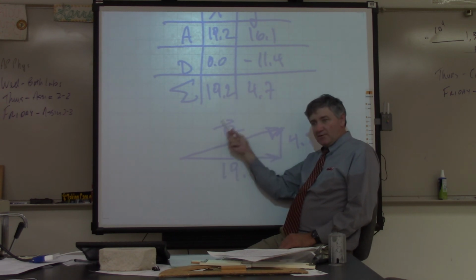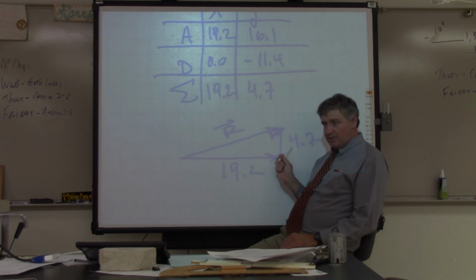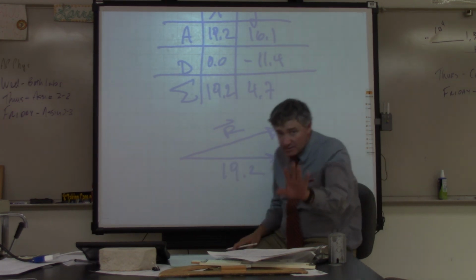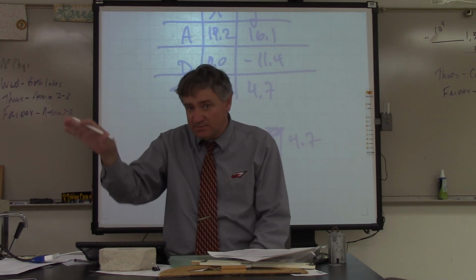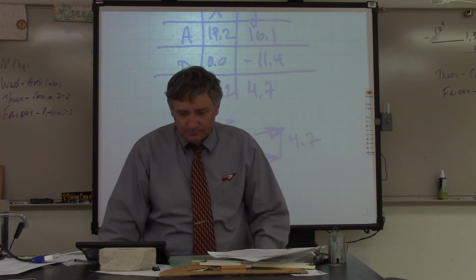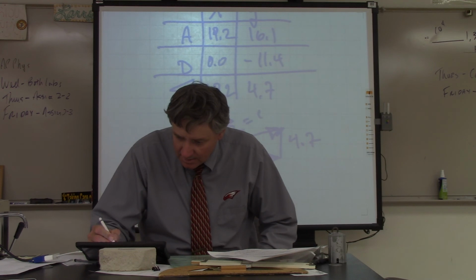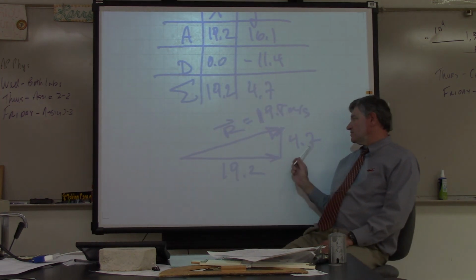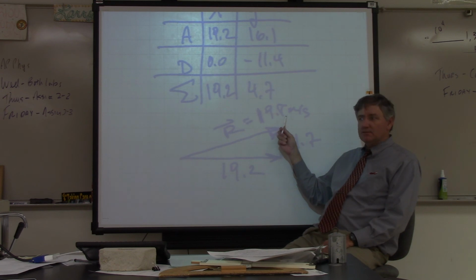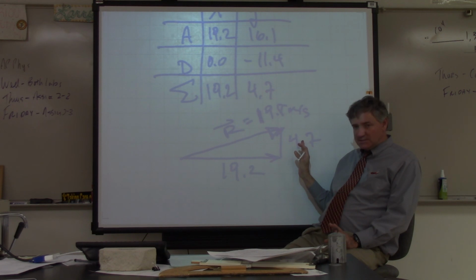Now I'm going to do the Pythagorean theorem. I'm going to take 19.2 squared plus 4.7 squared, and then I'm going to take the square root of all that. You all have done this before. You all have been in geometry. Okay? It's just the Pythagorean theorem. A squared plus b squared equals c squared. So then, if you do that, you get a resultant of 19.8 meters per second. Okay? So if you take 19.2 squared plus 4.7 squared, you get 19.8 meters per second. And again, these all are in meters per second. We haven't changed any of the units.